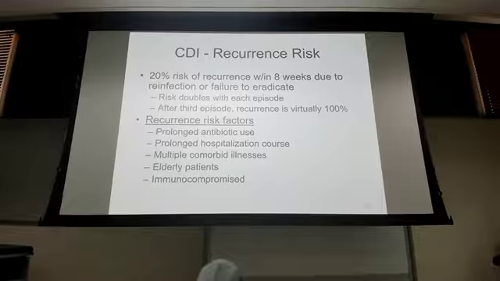Recurrence risk. 20% risk of recurrence of CDI. That's any type of CDI, not just fulminant. About 20% of our patients. If you have multiple recurrences, your risk goes higher and higher each time. That's why it's very difficult to manage C. diff or CDI. So risk doubles with each episode. Recurrence is 100% if you get a third infection from C. diff. If C. diff gives you a third episode, 100% it will recur.